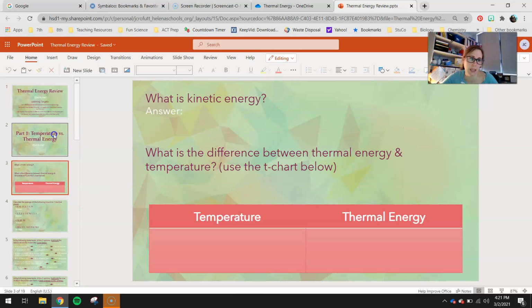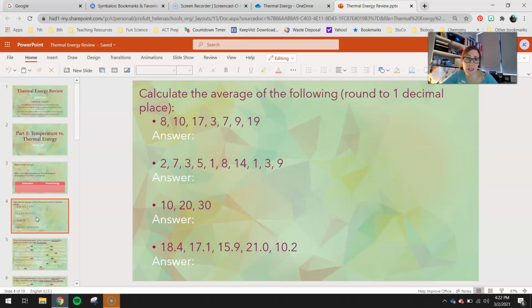All right, so moving on. Again, this is part 1. Slide 3, what is kinetic energy? That should be in your notes. What is the difference between thermal and kinetic energy? Again, that should be in your notes, so you guys can go check that out. If not, you guys can go dig through old assignments where you should have been putting stuff in your OneNote.